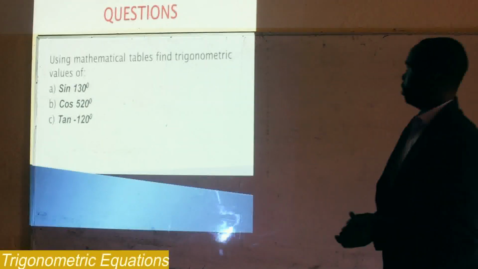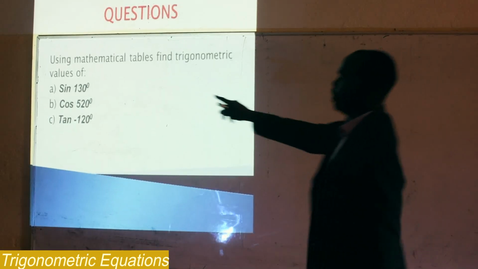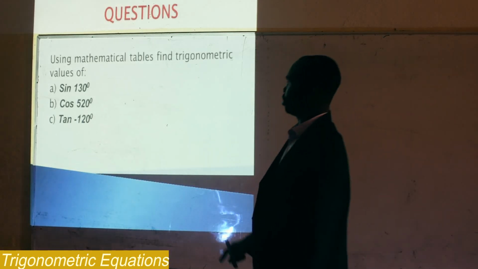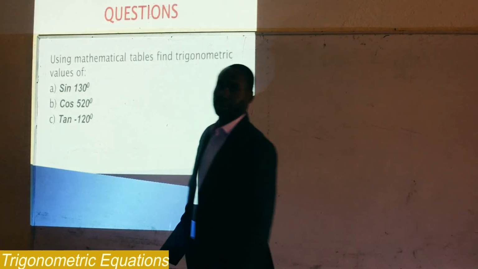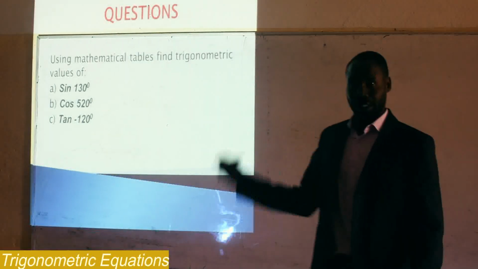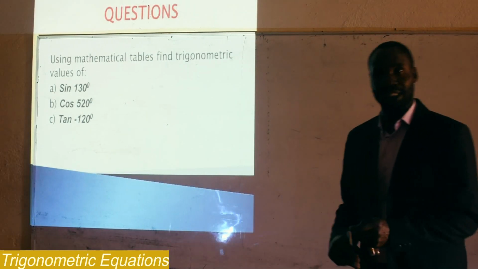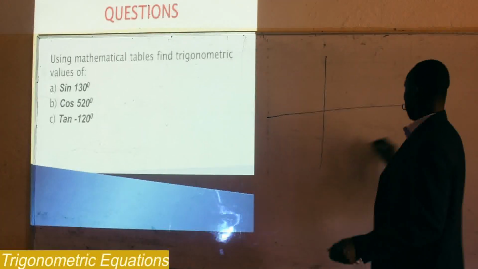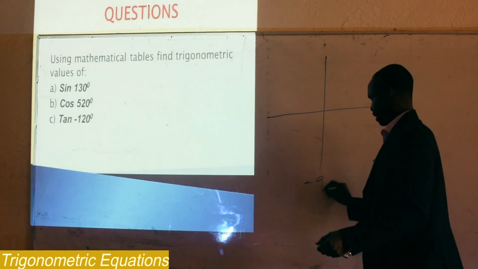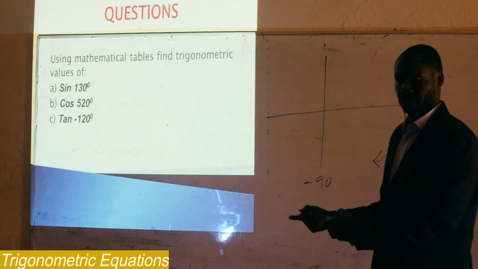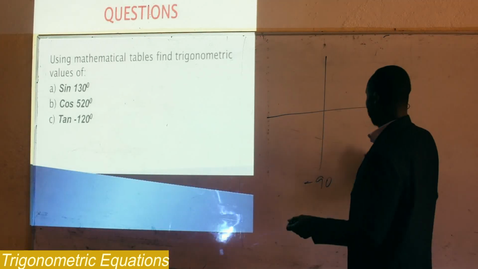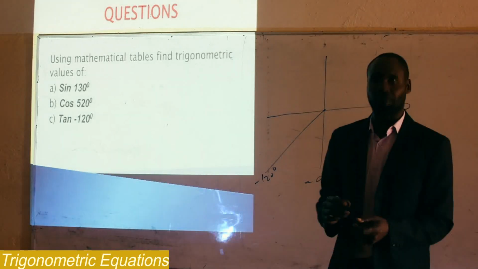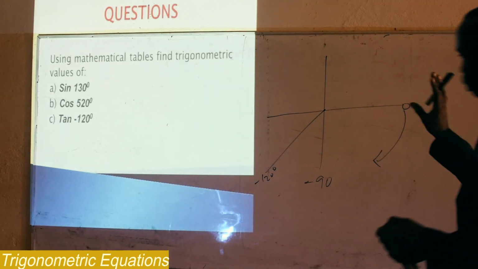Using mathematical tables, find the trigonometric values of sin 130. Sin 130 is in the second quadrant. Sin 520 is more than 360, so we'll see what to do. And at negative 120, that means the angle is in the negative direction. Here, this is 0, and when we move this way, this is negative 90. Angles in the negative direction. So negative 120 degrees we are going to get here, and I'll explain vividly how it moves.